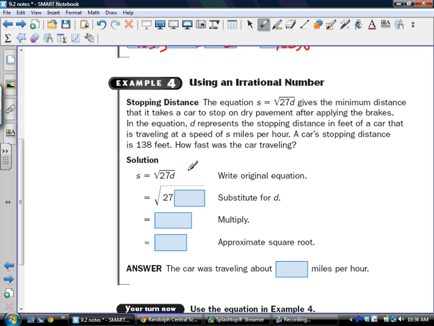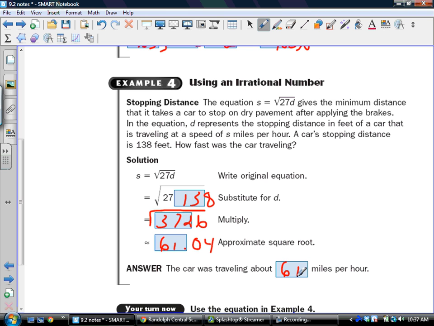The 138 feet is the distance, so that goes in for d. And then I just solve this problem. If I multiply those together, I get 3726. And that's under the square root sign. So then I can use my calculator, I take the square root of that, I get 61.0409, and it keeps going. So I'm just going to round it off and then say it was going about 61 miles per hour.